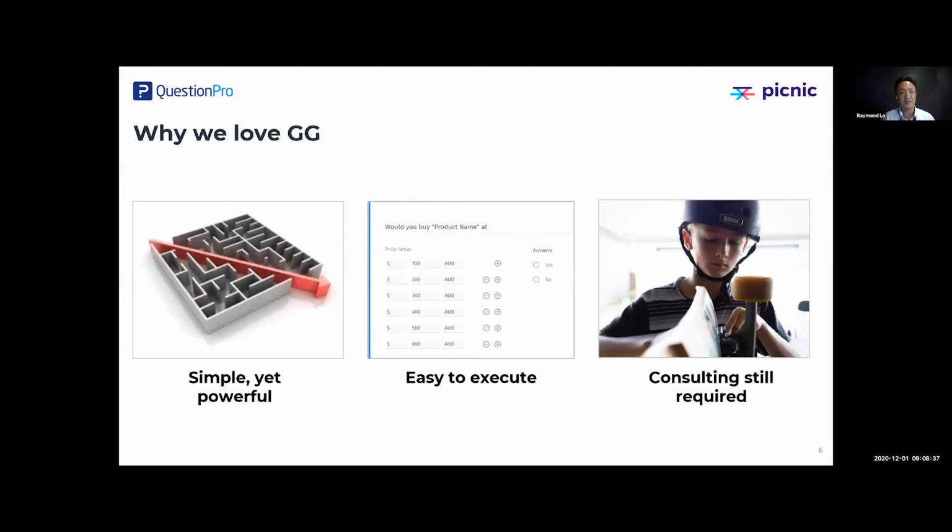So why we love it, we really love it. Moving left to right, it's simple yet powerful. It cannot be more simple than to ask someone, would they pay for something, and then move up and down the price points. But the final outcome of this is so impactful for a business that we're consulting to and the advice we give to them. So they can really make critical decisions around pricing from a very simple question type.